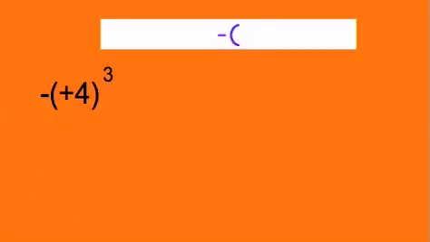Now here we have a negative in front of 4 to the power of 3. A positive to anything is positive. So in front of positive, 4 to the power of 3 is 64. So we have negative in front of positive 64, which is negative 64. Okay, that's going to be 121. And that's going to be a negative in front of 1. So that's negative 1.